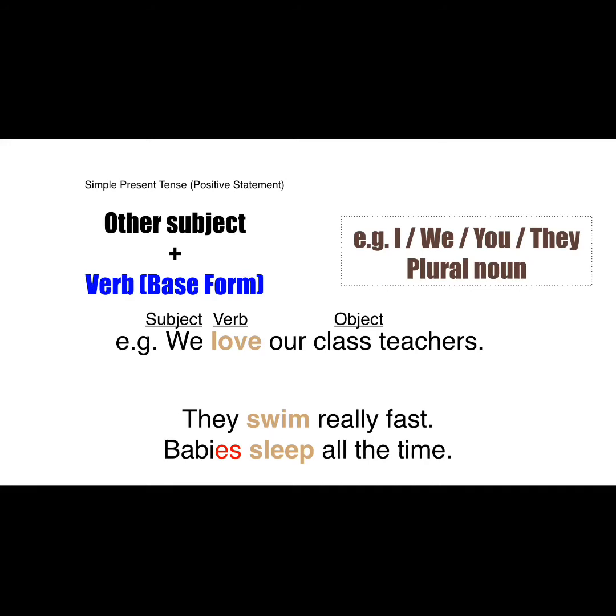We love our class teachers. Because we is a first person plural subject. Therefore, we don't need to add s or es after the verb love. The second example, they swim really fast. They is a third person plural subject. Therefore, we don't need to add s or es after swim, the verb. For the last example, babies sleep all the time. Babies is a plural noun, more than one baby. Therefore, we don't need to add s or es after the verb sleep.